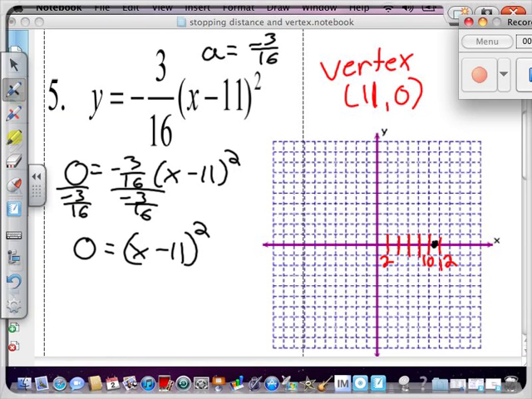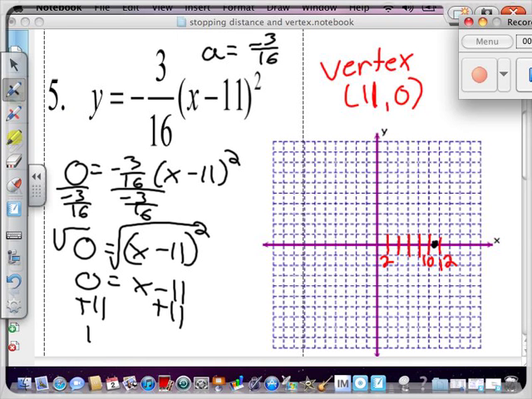Now I'm going to take the square root of both sides. 0 equals x minus 11, and then I'm going to add 11 to both sides. So the last one, ladies and gentlemen, I came up with 2 numbers. How come this one I only came up with 1? There was no, because the square root of 0, is there 2 answers? There's only 0, can only be the square root of 0, right? Okay, it has no negative component.